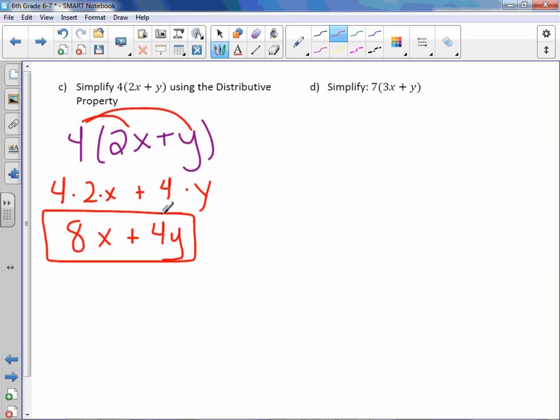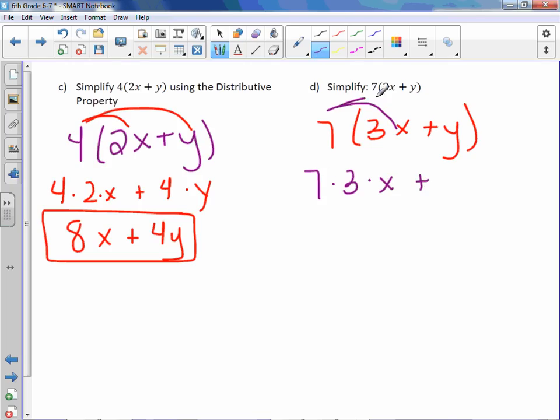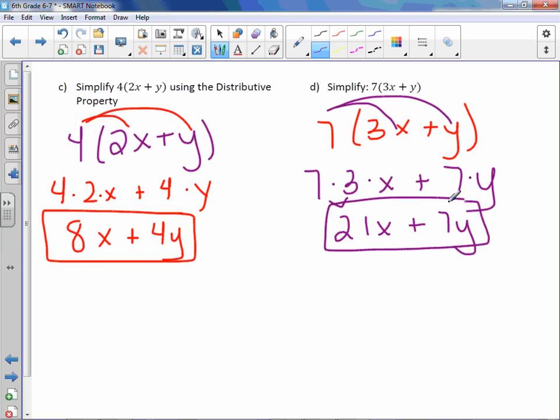Letter D, let's distribute again. And again, I'm going to rewrite it so I have more space here. 7 times 3x plus 7 times y. This would be 21x plus 7y. Can't go any further because x and y are two different variables.